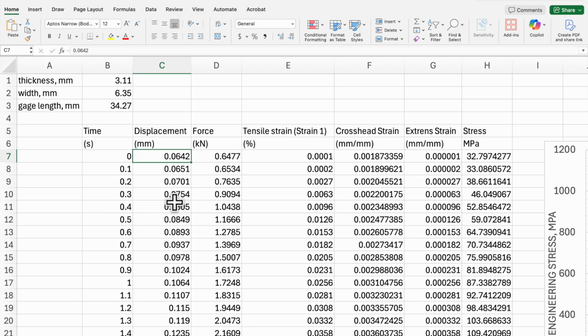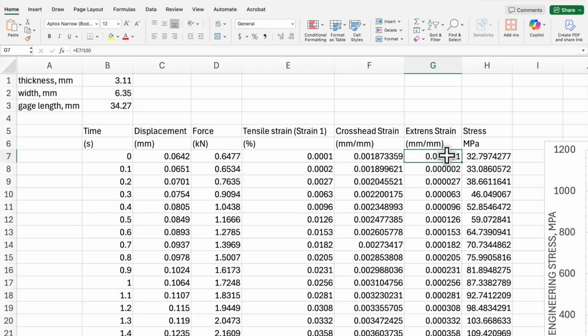So this is common in the Instrons that we have access to. I can't verify this is going to be for all instruments or all software, but this displacement category is for the crosshead. All right. So if we want to measure the extensometer engineering strain, that's what I have here.